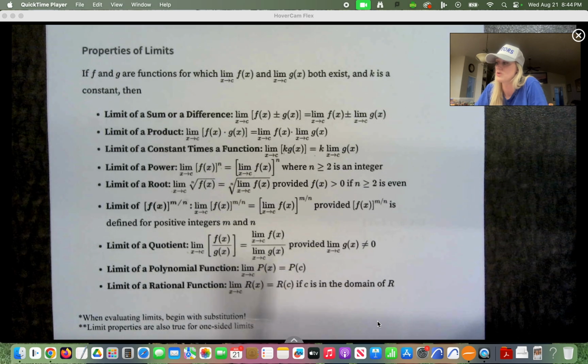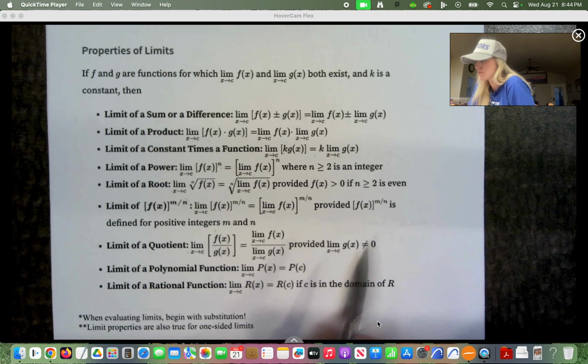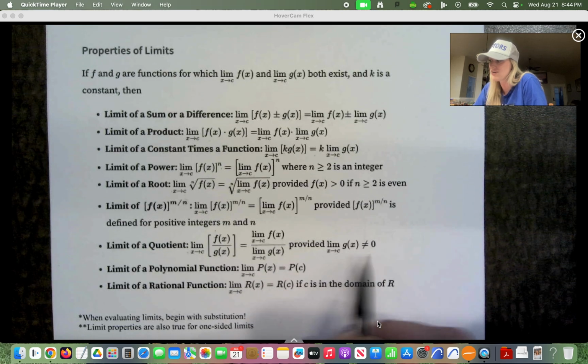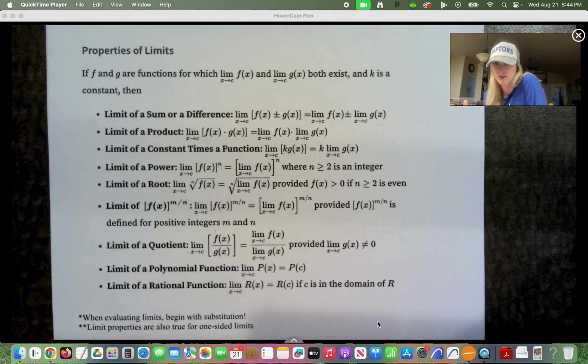Limit of a quotient. When I divide two functions, I can again find the limit of each and then divide them, but this is important: the limit of my denominator cannot be 0, because I cannot divide by 0. We're going to talk about that a little bit later on. If I'm finding the limit of a polynomial function, all I have to do is substitute in c. And the same is true for a rational function.